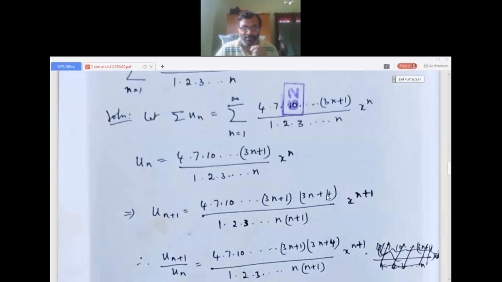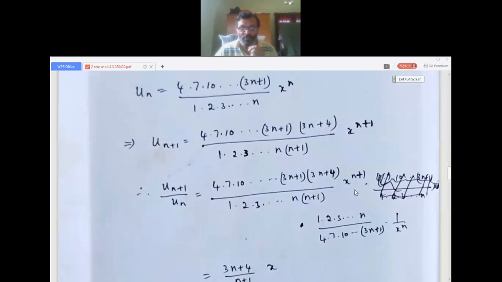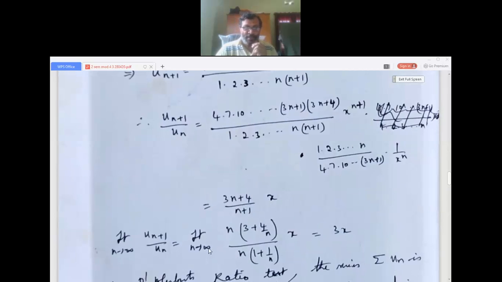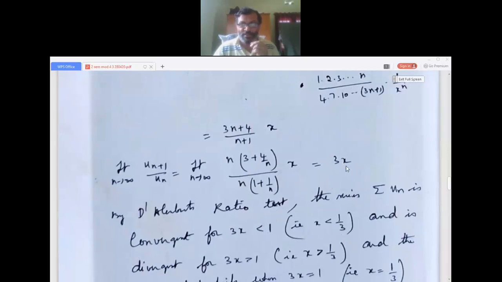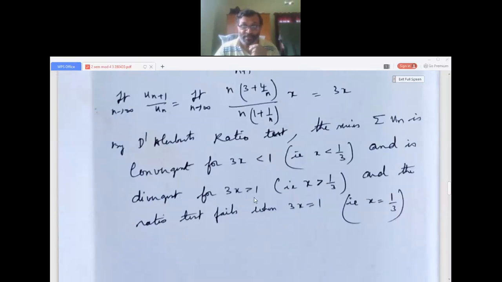See this problem again. This is the series I have written, then this is the nth term, then the n plus 1th term: replace n by n plus 1. Write the un plus 1 term, divide by un, write the reciprocal, everything cancels, and you get this. Apply the limit: here n outside, 3 plus 4 by n, here n outside, 1 plus 1 by n; n and n cancel, so this will be 3x. Now here it's not a fixed number, so by D'Alembert's ratio test, the series sigma un is convergent if 3x less than 1, that is x less than 1 by 3, and divergent if 3x greater than 1, that is x greater than 1 by 3, and the ratio test fails if it is equal to 1.